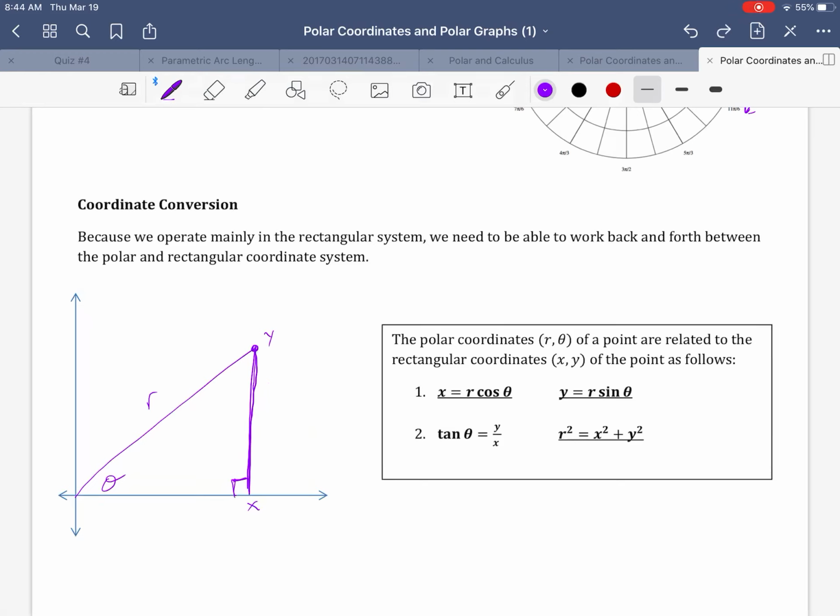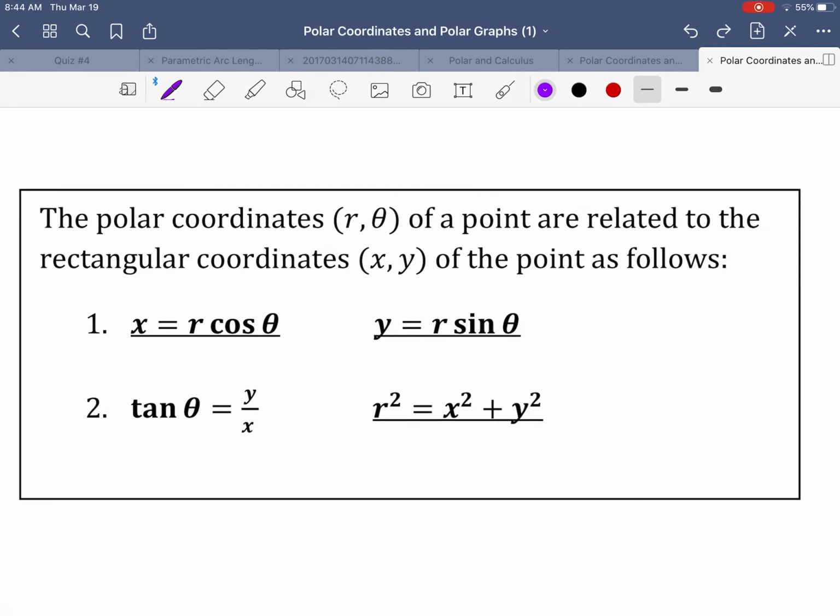And then r squared equals x squared plus y squared. That's your circle equation as well, distance from the origin. x squared plus y squared, Pythagorean theorem: a squared plus b squared equals c squared. All those things are known bridges, if you will, to go back and forth.